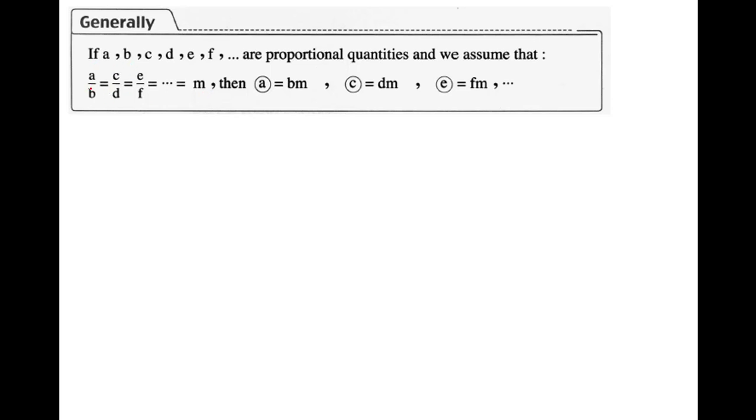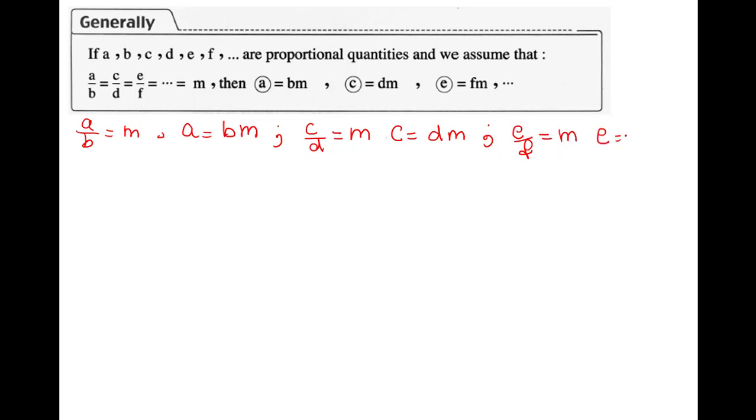And from this, by doing cross multiplication, if we take the first with the M, it will give me A over B equals M. Then A equals BM. And if we take the second term, C over D equals M, then C equals DM. And if we take E over F equals M, then E equals FM.